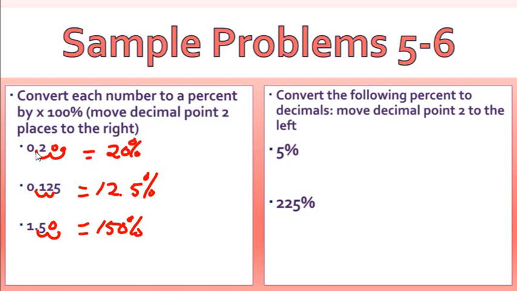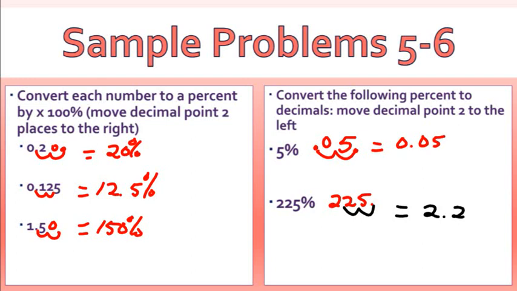And then convert the percent to decimals. You move the decimal point 2 to the left. So if I'm at 5, the decimal point is right here. 2 to the left would be 1, 2. This is where my decimal point is. So this would be 0.05. And then 225, decimal point is here. I need to move my decimal point 2 to the left. So 1, 2. So that would give us a decimal of 2.25.